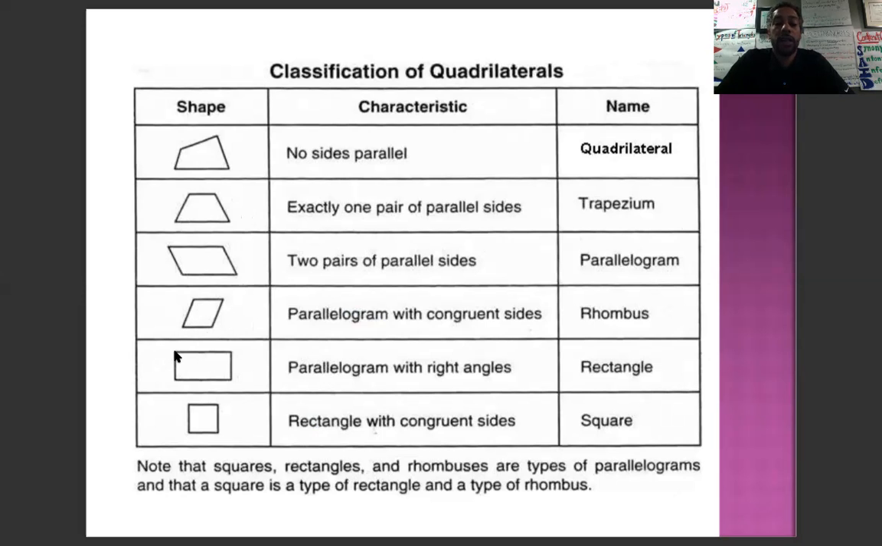A rectangle is a parallelogram with right angles, or a quadrilateral that has two sets of congruent sides and two sets of parallel sides. A square is a quadrilateral or rectangle with congruent sides, sides that are all the same length. Note that squares, rectangles, and rhombuses are types of parallelograms, and that a square is a type of rectangle and a type of rhombus.